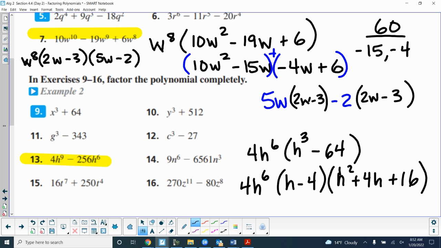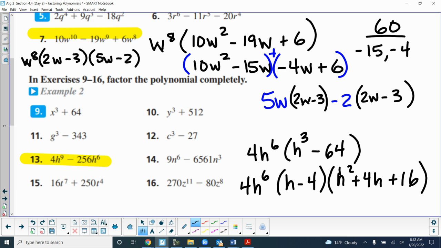Okay. 18 we skipped, so 21 is 3a squared plus 8a plus 6. That's a grouping problem. 24 is z minus 3, z plus 3, and z minus 5.